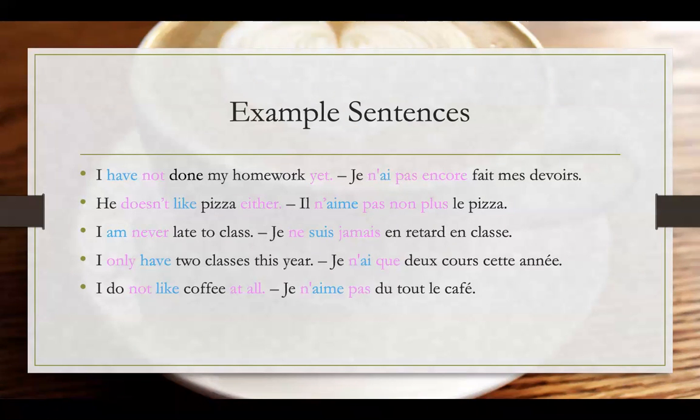And then lastly, I do not like coffee at all. So je n'aime pas du tout le café. So that concludes this video. As you can see, it's pretty straightforward. It's just kind of a matter of memorizing those different ways to negate sentences, and then just placing them in between the first verb.